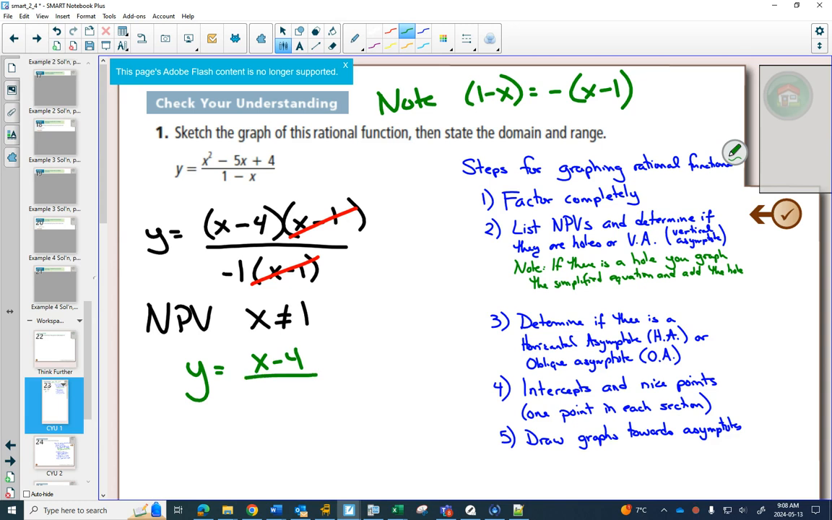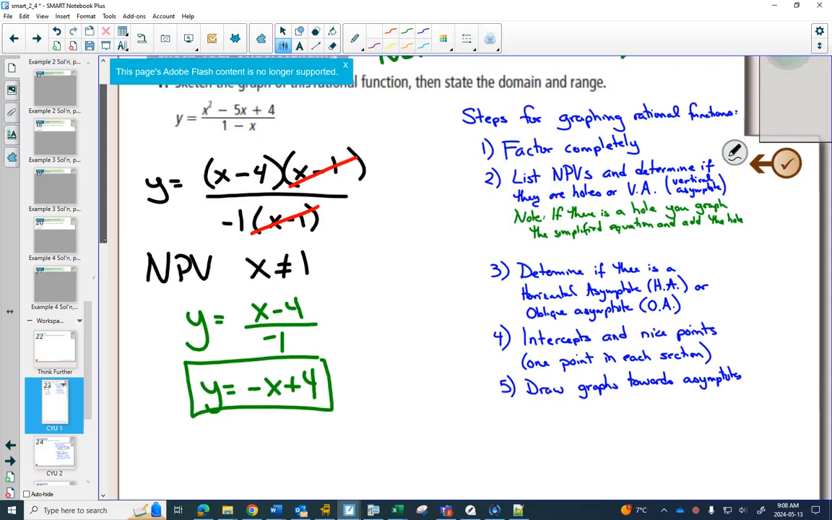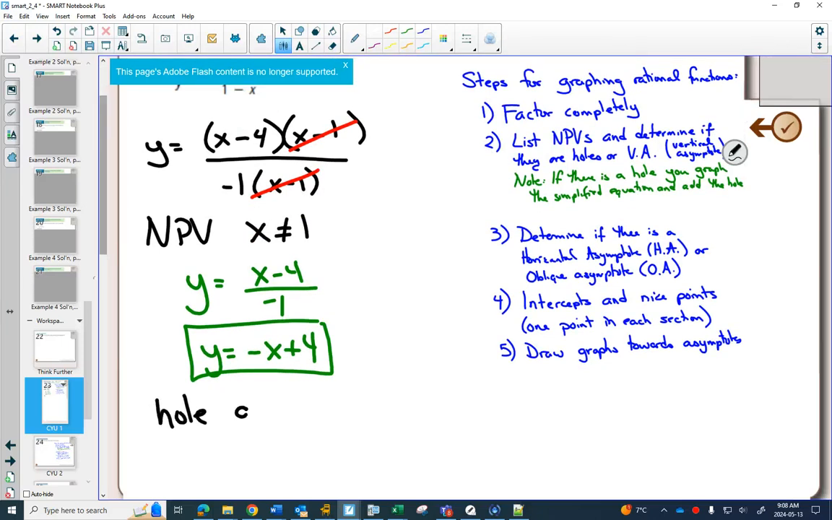I'd be left with an x minus 4 on the top and a minus 1 on the bottom. Okay? Personally, divide that minus 1 through, you're going to get negative x plus 4. And we know this is a hole. Non-permissible value is 1. Do you remember how we find the y-coordinate of our hole? We find the y-coordinate of our hole by plugging it into our new equation. So negative 1 plus 4 would be positive 3.